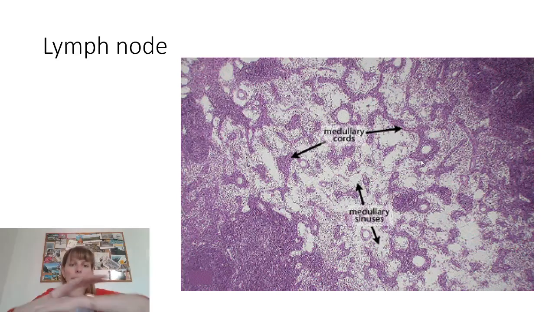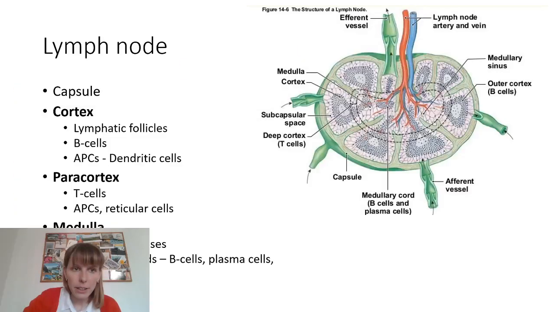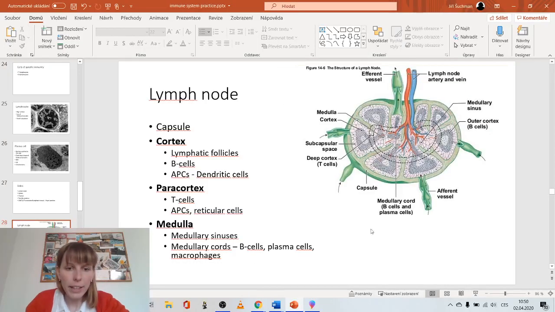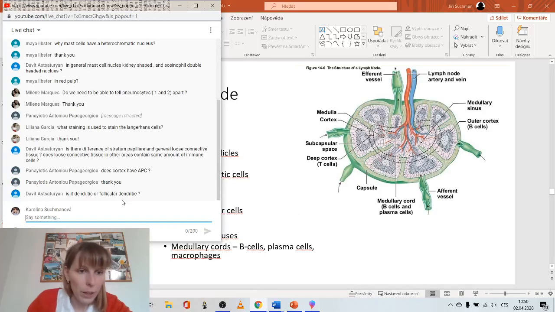And in the medulla you will have cords of cells. So cord means like a line. So cells organized in these branching cords, and between them the empty spaces where the lymph is flowing are the medullary sinuses. So this is the theory of it, and let's take a look.